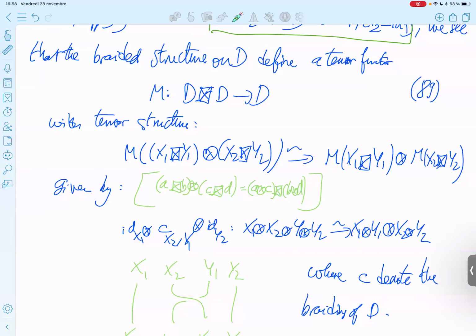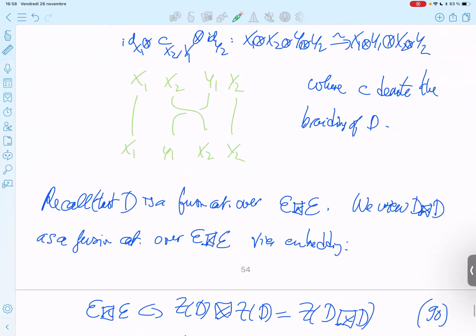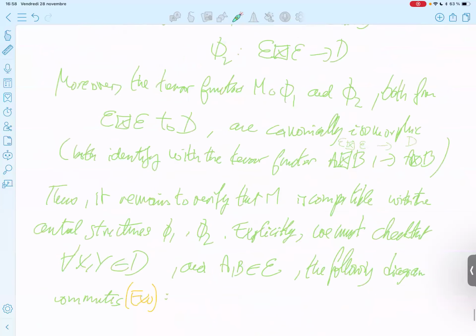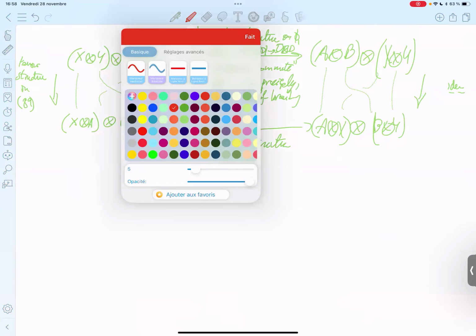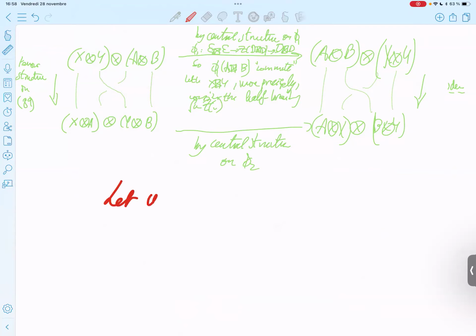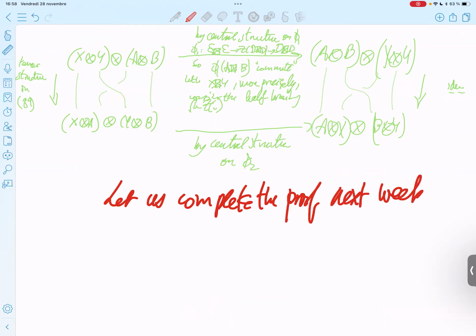Unfortunately, I have no time, but it remains only a few lines to finish, but I have to stop. So we will finish. Let us complete the proof next week. And so I will stop here.